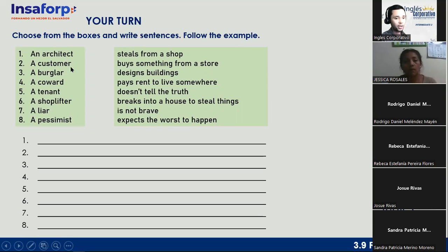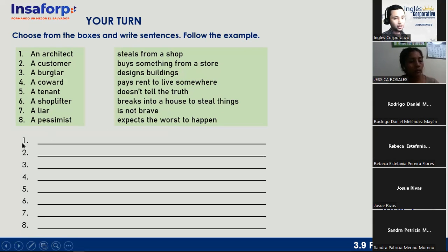You have an architect, a customer, a burglar, a coward, a tenant, a shoplifter, a liar, and a pessimist. And the rest is steals from a shop, buys something from a store, designs buildings, pays rent to live somewhere, doesn't tell the truth, breaks into a house to steal things, is not brave, and expects the worst to happen.